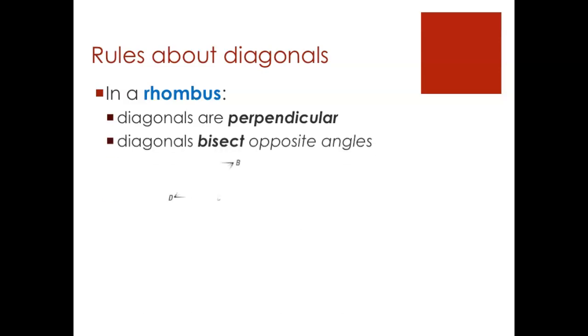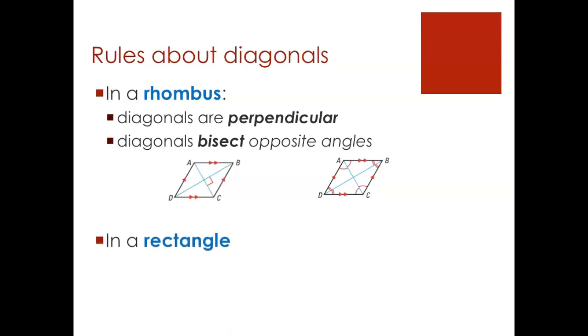So here's a picture of a rhombus, ABCD. And the diagonals you see here are perpendicular. You see that right angle that's formed. And then the diagonals also bisect not just each other, but also the angle. So they cut the angles in half as well. So they form all these congruent angles.